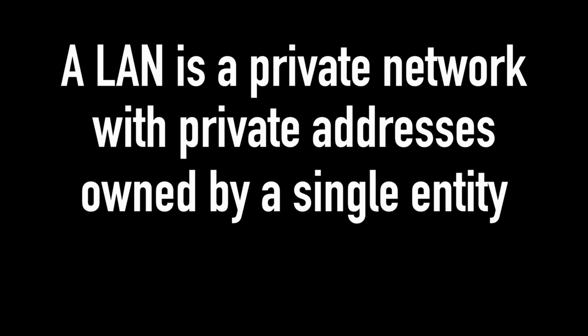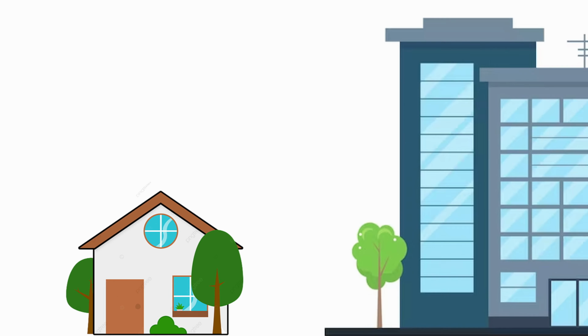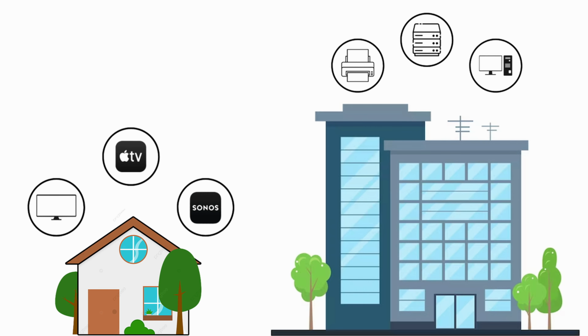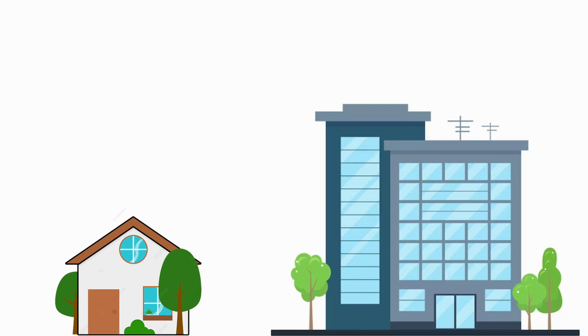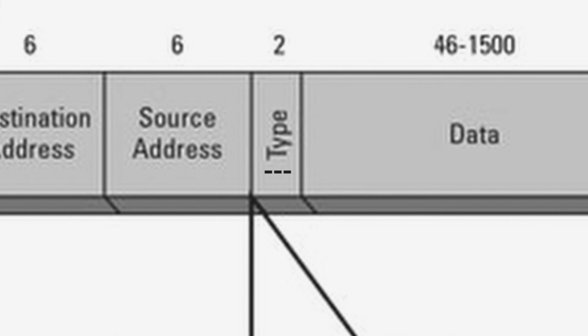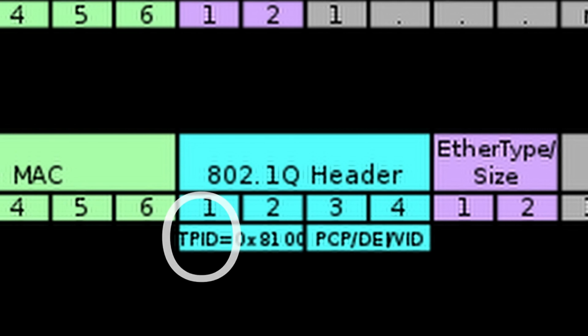In a nutshell, a LAN is a private network consisting of private addresses owned by a single entity, be that a home or a business owner. Devices inside the LAN can communicate with each other unless placed in a VLAN, which is a branch off a local area network, but still does have some means of communication. I've got a dedicated video on VLANs should you wish to know more.